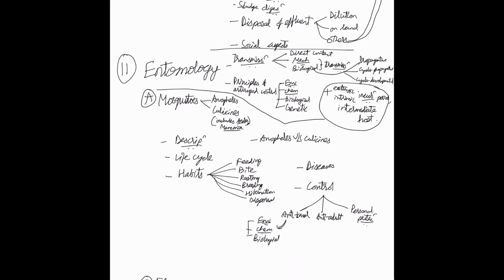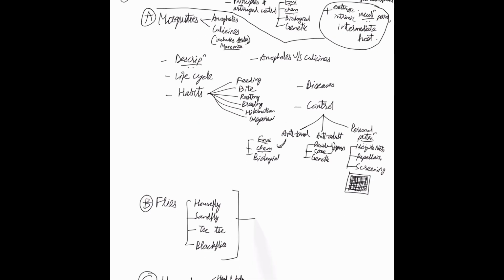Under anti-larval, we have environmental, chemical, and biological control. Under anti-adult measures, we have residual sprays, space sprays, and genetic measures. Under personal protection, we have mosquito nets, repellents, and screening. Screening refers to an actual screen. It's basically the mesh that you see in windows and doors.